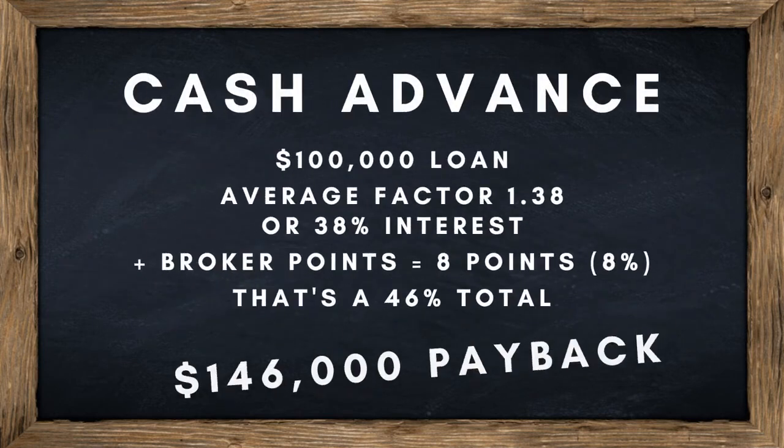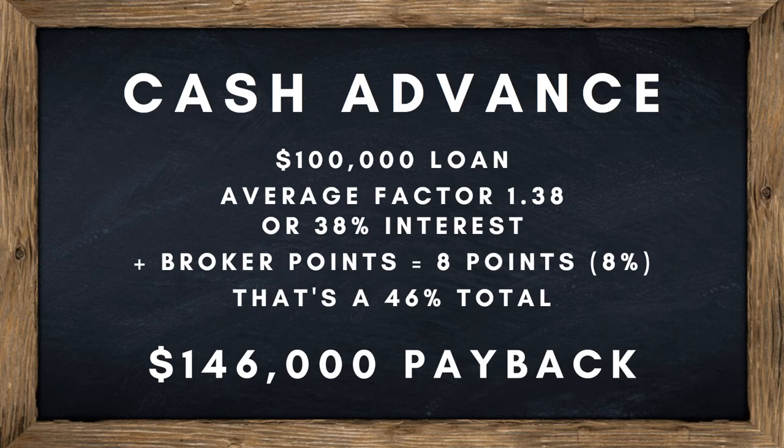Okay, that's our example. So we're talking about a cash advance here, right? It's a $100,000 loan. The average factor is a 1.38, meaning there's 38% interest on top of it, right? So 38% interest. Broker points is 8 points. That's what we would be charging, right? So please understand that you're going to have the principal, right, which is the loan amount, the interest, right? But then we also have our points. That's what we're charging. That's how we earn as brokers.